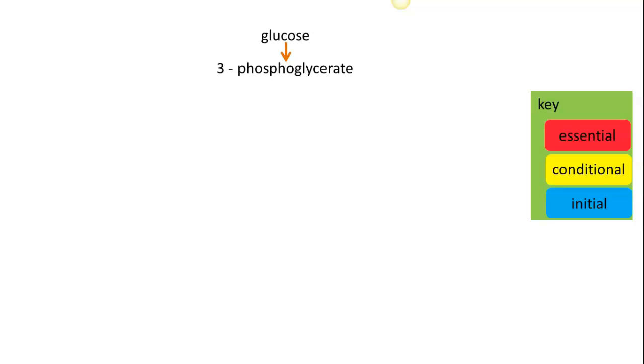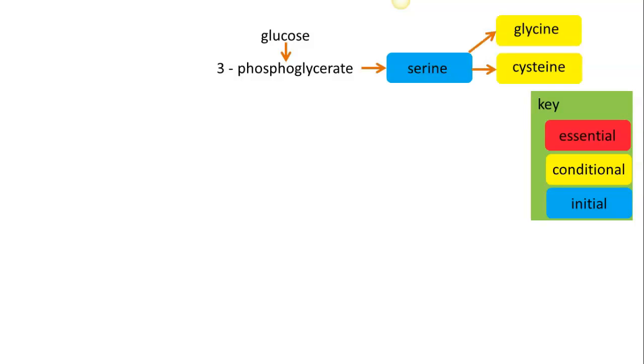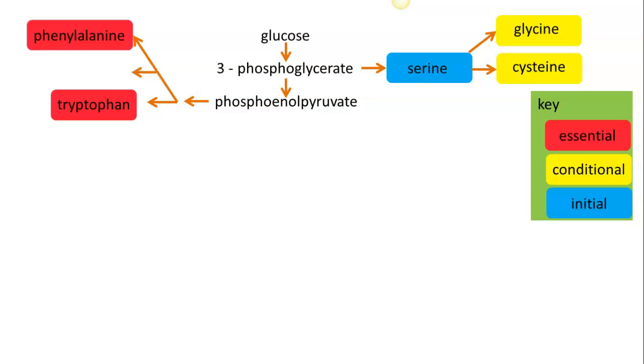Glucose gets reduced down to 3-phosphoglycerate, and out of the 3-phosphoglycerate we get the formation of serine. From the serine we can get the formation of glycine and cysteine. If we continue down, the 3-phosphoglycerate is modified into phosphoenolpyruvate, and from that we get the building blocks of tryptophan and phenylalanine, both of which are essential. We also get the formation of tyrosine out of this pathway, and tyrosine is a conditional.